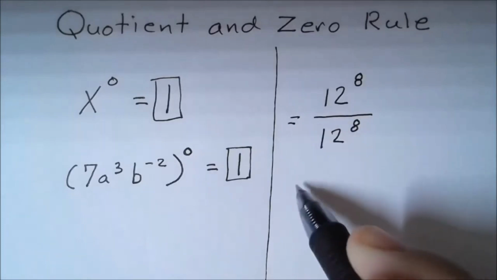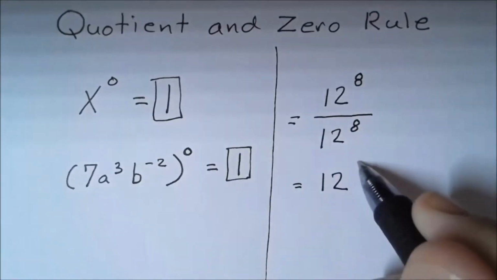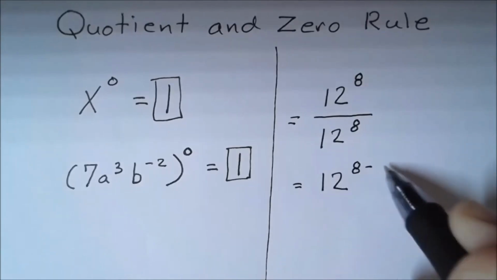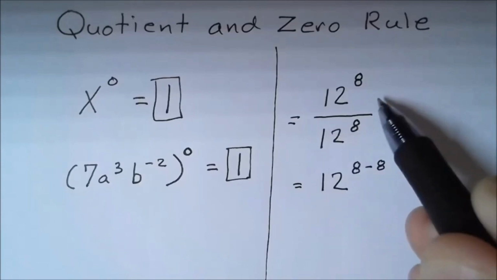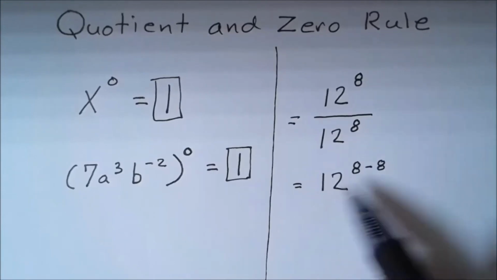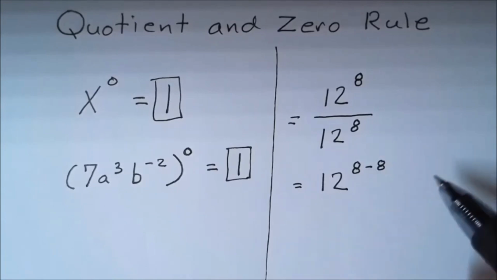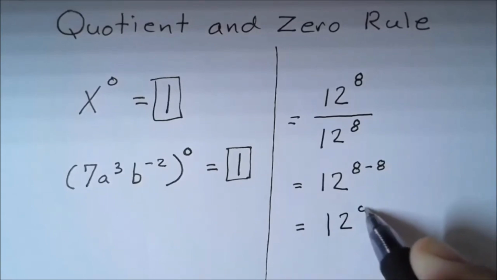So this is equal to the base of 12 to the power of 8 minus the power of 8, because we want to move this up to the top, and to move it up to the top we just subtract the powers. So we got 12 to the power of 8 minus power of 8. That's going to be equal to 12 to the power of 0.